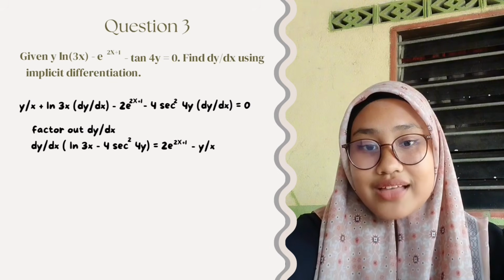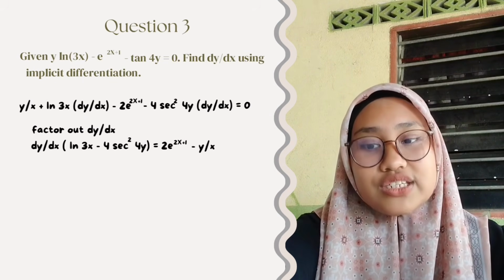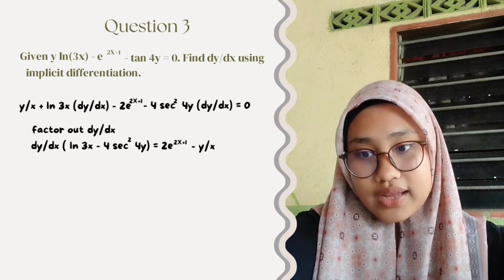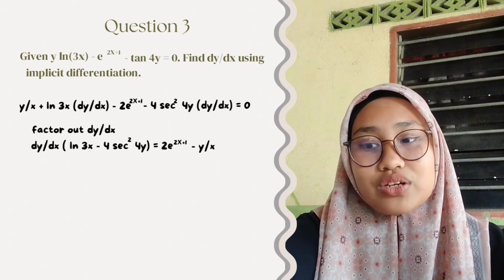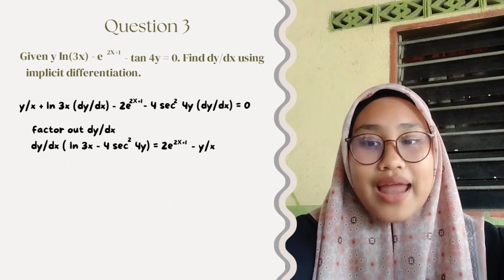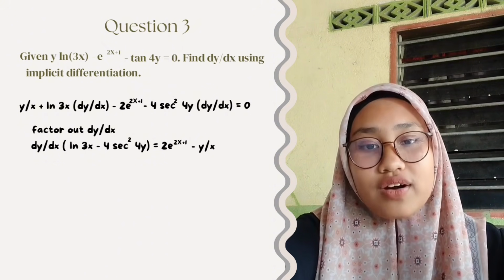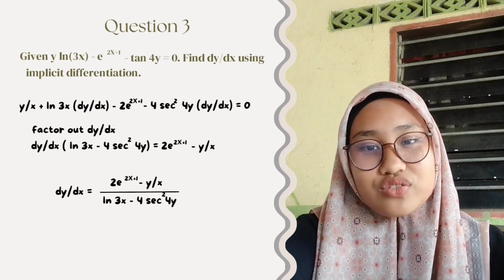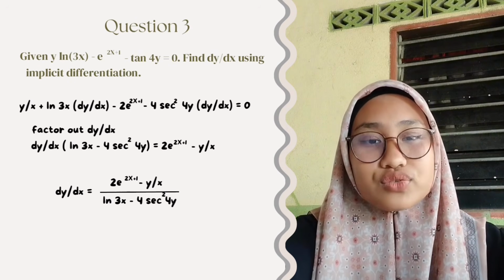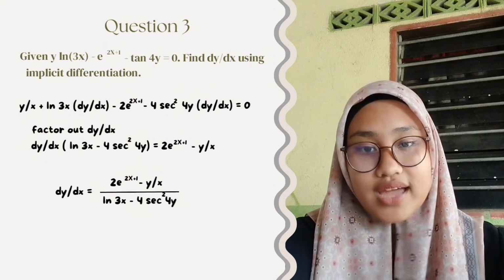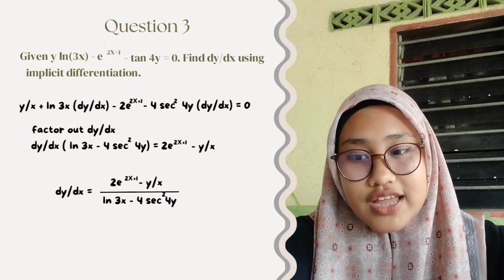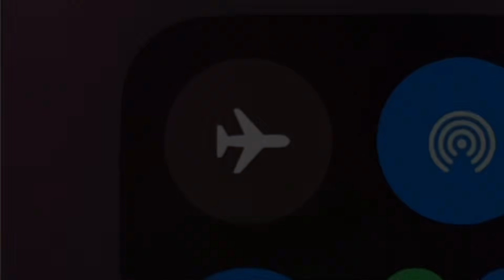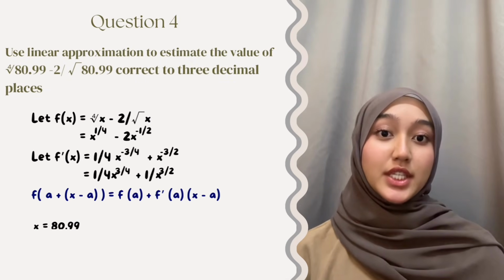So, dy/dx open bracket ln 3x minus 4 secant squared 4y close bracket equals 2e to the power of 2x plus 1 minus y over x. Then, the last answer is dy/dx equals 2e to the power of 2x plus 1 minus y over x, over ln 3x minus 4 secant squared 4y. That's all. So moving on to the last question, which is question number 4.